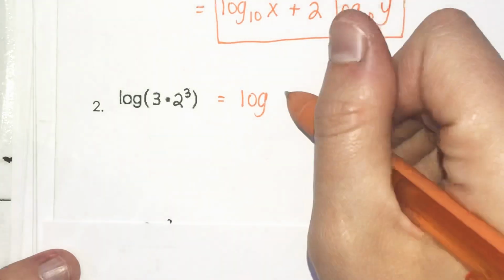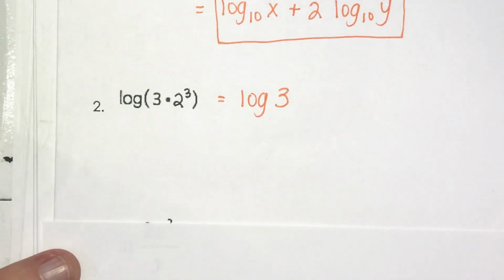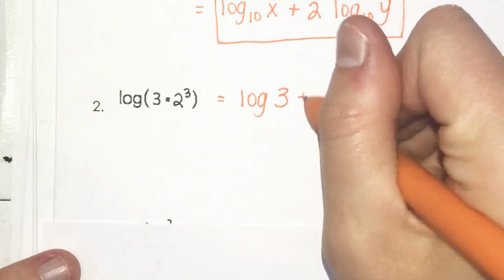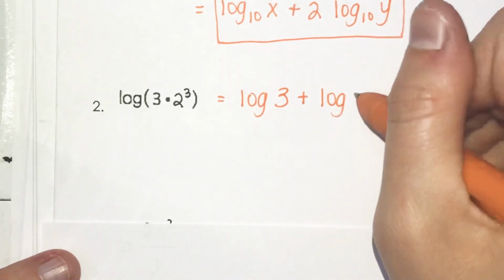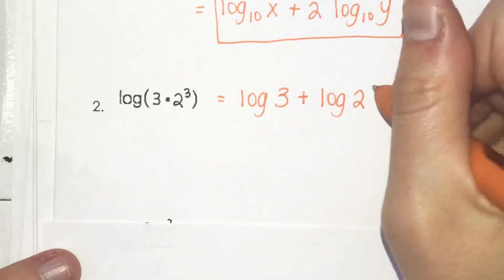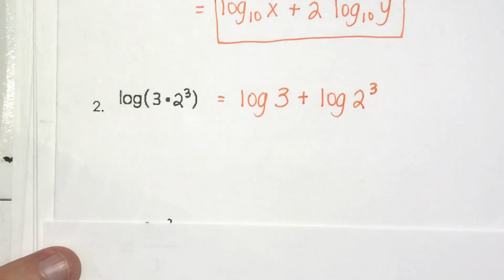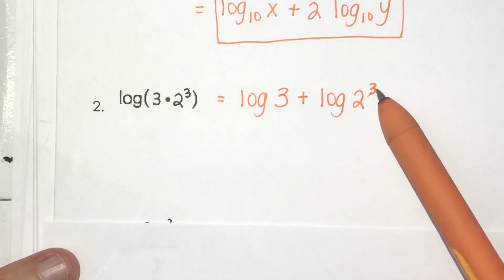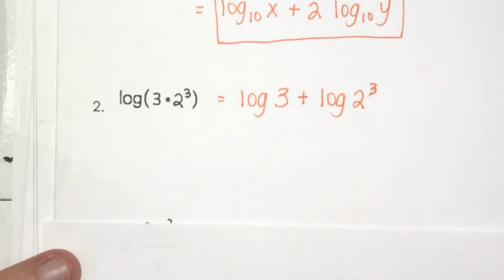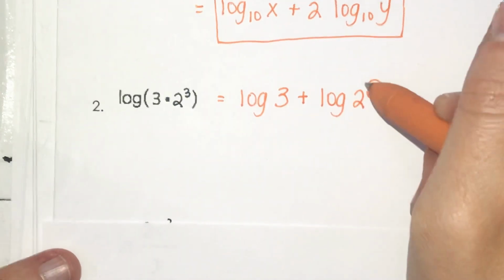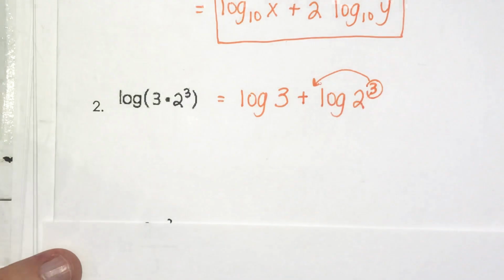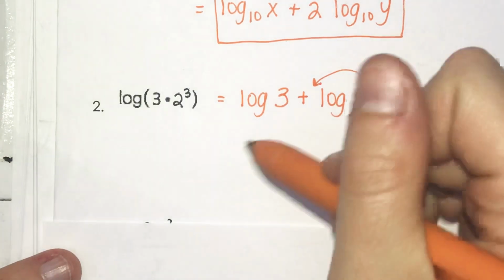Okay, so I'm going to rewrite this as log, and I'm not going to put the base 10 because I know it's a base 10, log of 3 plus log of 2 to the 3rd power. Now I'm not going to actually do 2 to the 3rd power because that's exponential. What I'm trying to do is write it in log form. And so I'm going to take this 3 because it's the power rule, and I'm going to bring it to the front of my equation.